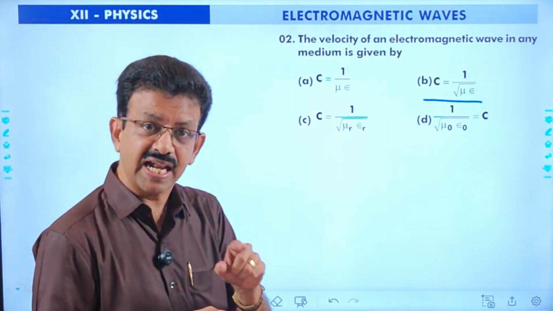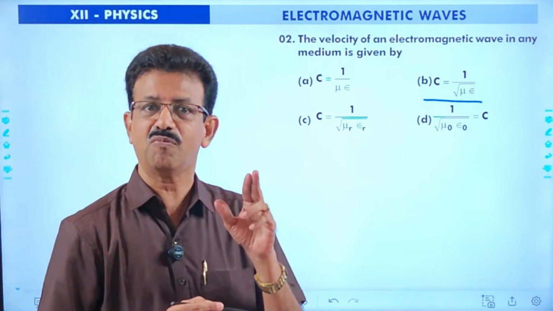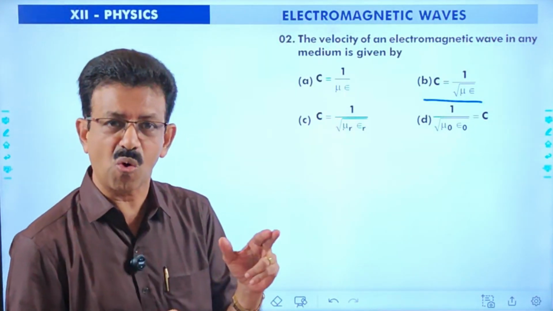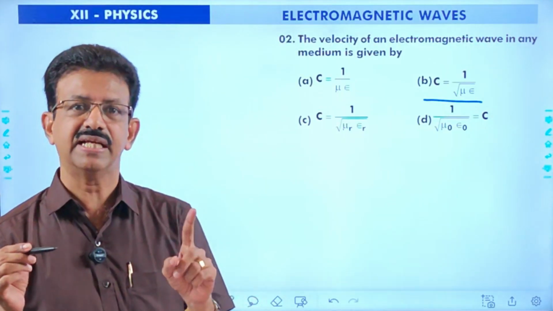Here the question is about the general equation. Generally, c equal to 1 by root of mu epsilon, which is applicable to all media. Therefore, the correct choice is B. B is the correct answer.